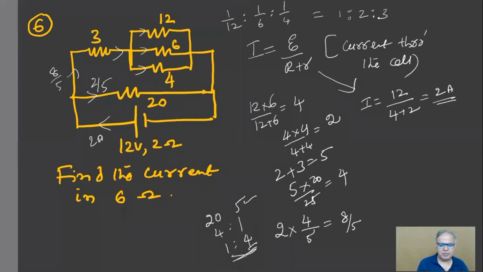Children, why don't you speak? Yes, sir. So what is the thing we require? 2 here, because I wanted in 6. So that 8 by 5 should be divided as 2 by 1 plus 2 plus 3, 6. How much is it? 16 by 30, yeah? 8 by 15.